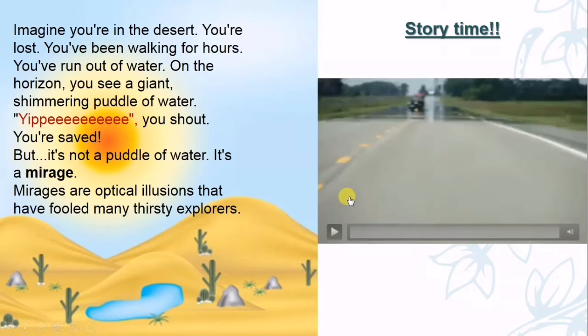Let's read this story. Imagine you're in the desert, you're lost, you've been walking for hours, you've run out of water. On the horizon, you see a giant shimmering puddle of water. Yippee! You shout, you're saved. But it's not a puddle of water, it's a mirage. Mirages are optical illusions that have fooled many thirsty explorers.